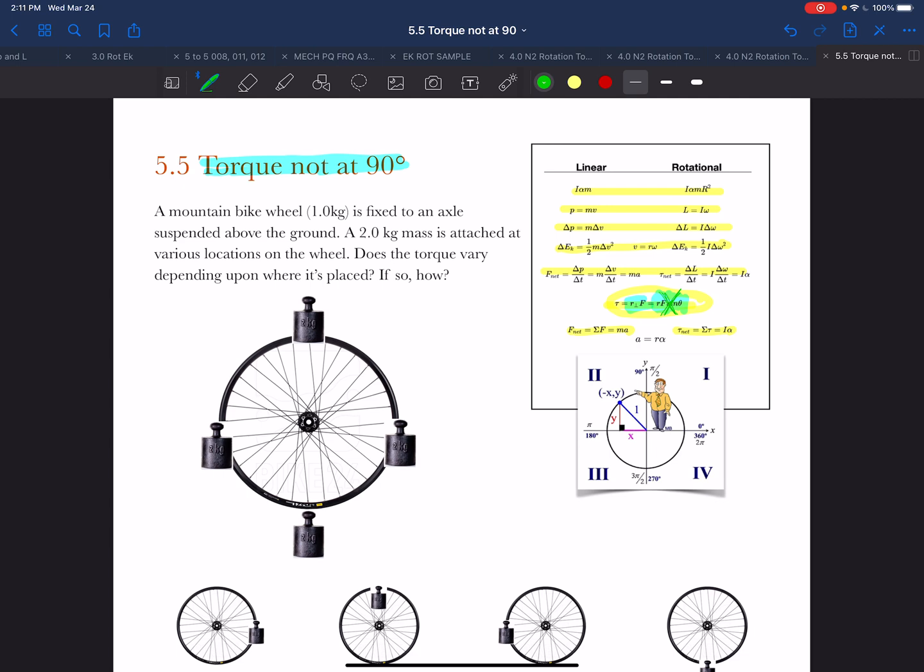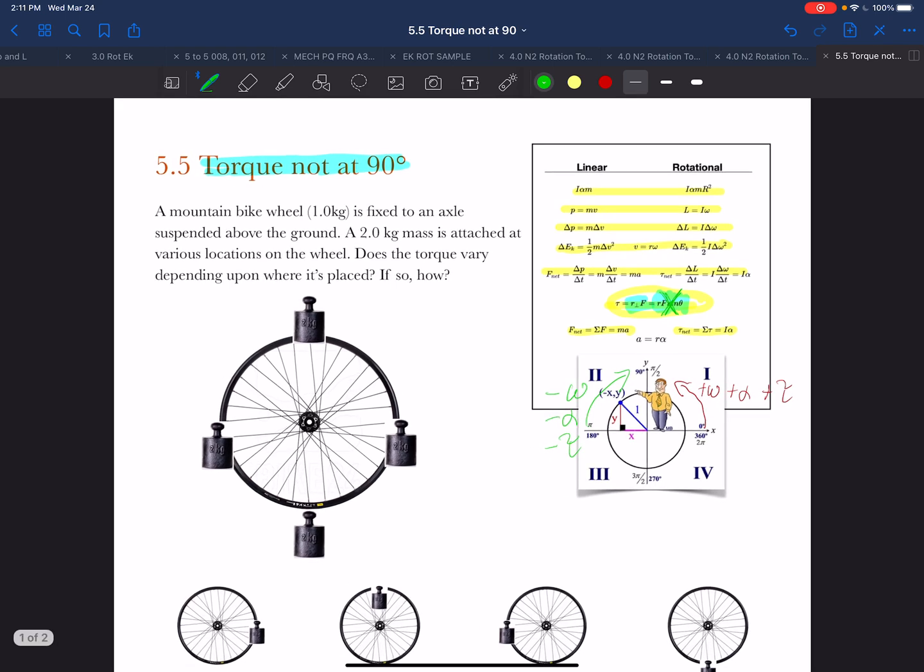Fill out your own relationships and you'll be fine. So again, a refresher, we have our unit circle, and we say that this is the direction of positive omega, positive alpha, positive torques. And this is the direction of negative omega, negative alpha, negative torques.